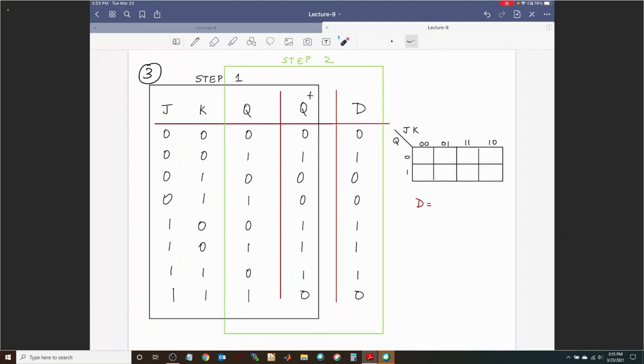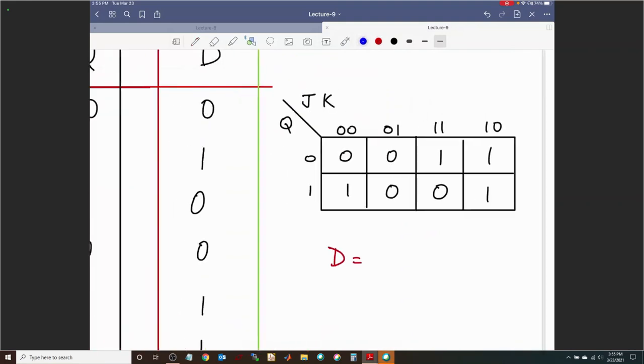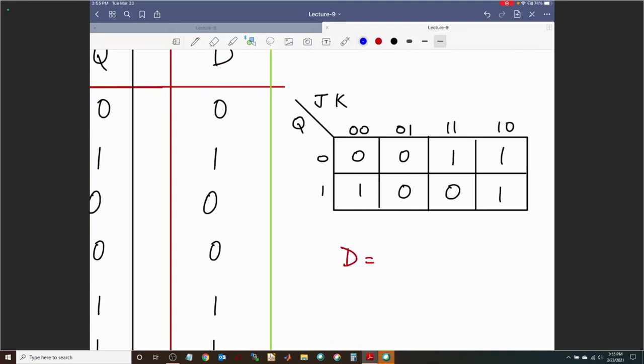So what are you going to have to do? Well, you are going to have to take this column and transition that into a K map. Let's do that. You've got 0, 1, 0, 0. Then you've got 1, 1, 1, 0. Do you agree with the entries in the K map? Next, you try to combine, simplest SOP. That forms a group, and this forms a group, which essentially means D is J Q complement or K complement and Q.